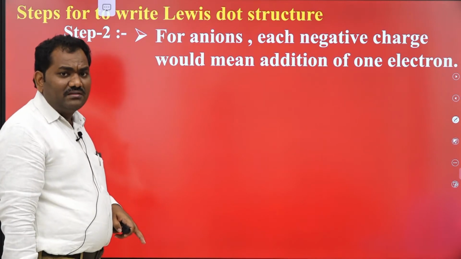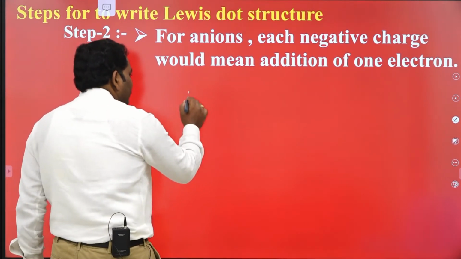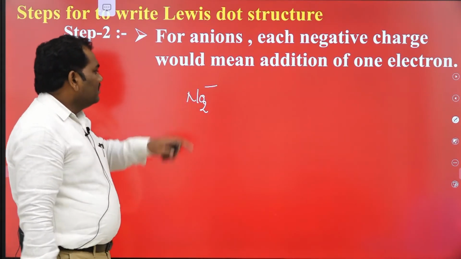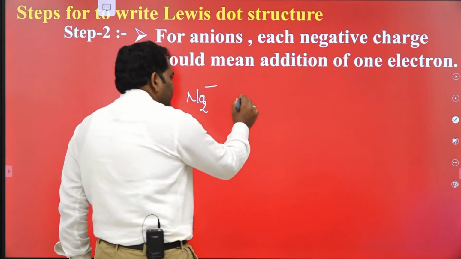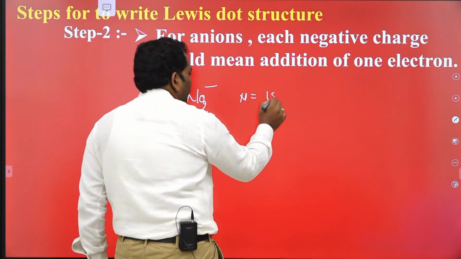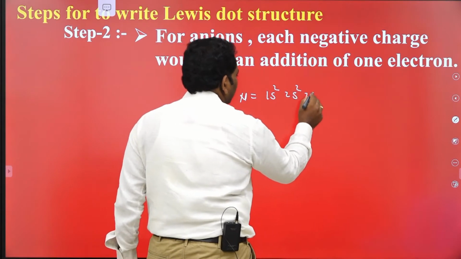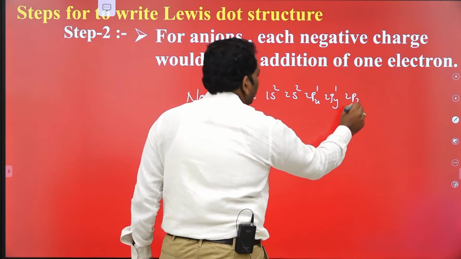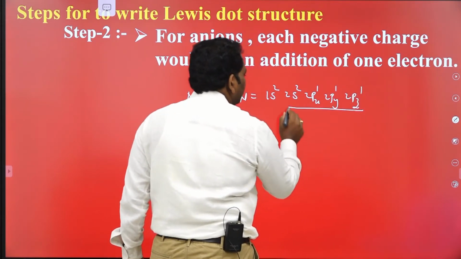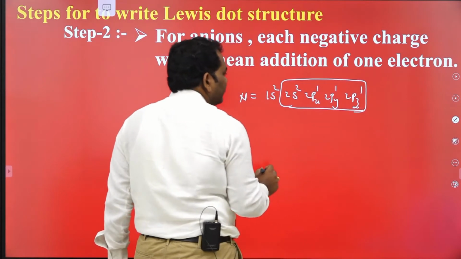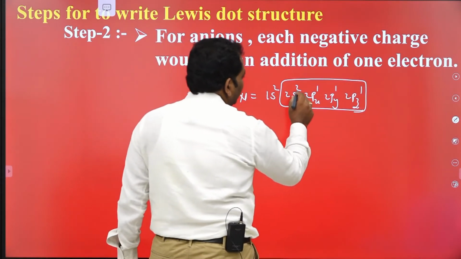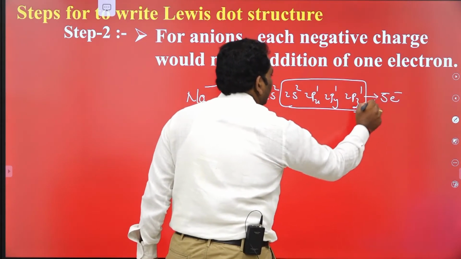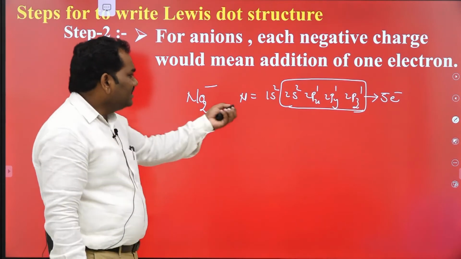Similarly, the next step is that for anions, each negative charge means addition of 1 electron. For example, I take NO2 minus. The electronic configuration of nitrogen is 1s2, 2s2, 2px1, 2py1, 2pz1. This is considered the outermost orbit. Here nitrogen contains 2 plus 3, equal to 5 valence electrons.